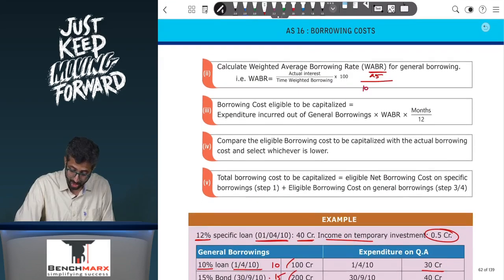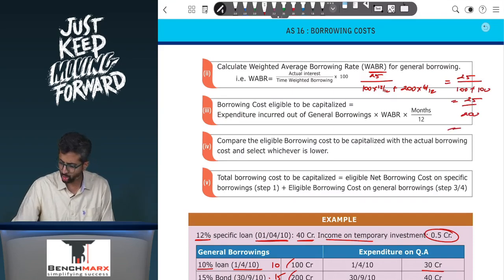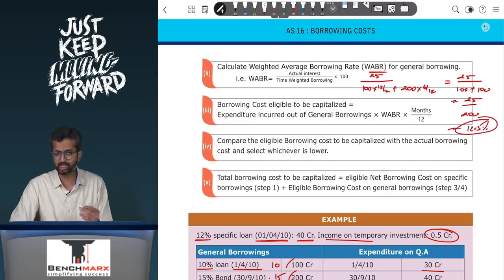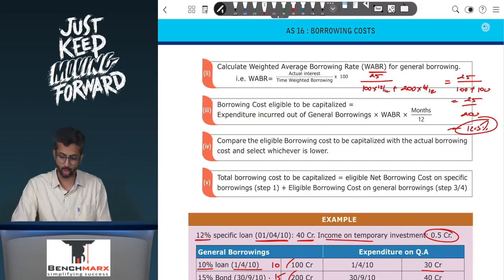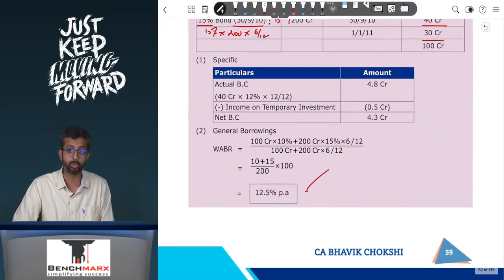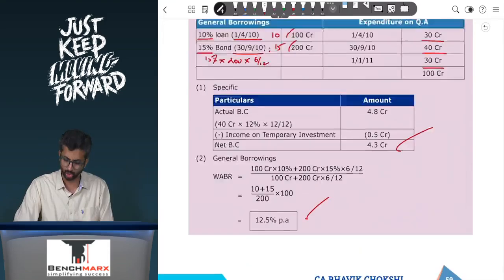See, the borrowing of 100 is available for the entire 12 months. However, the borrowing of 200 is available only for the last 6 months. And hence this is 25 divided by 100 plus 100, which comes to 25 divided by 200, and hence on an average this comes to 25 by 200. In percentage this comes to 12.5%. So this means on a per annum basis, for every rupee that comes out of the general borrowing pool, the cost is around 12.5% per annum. This is 4.3 crores. Okay.